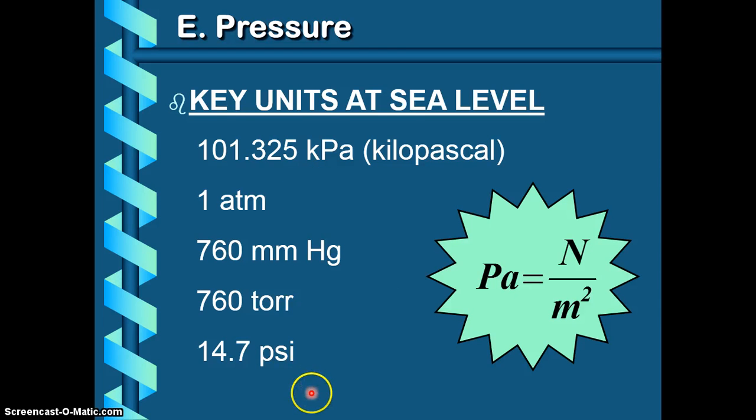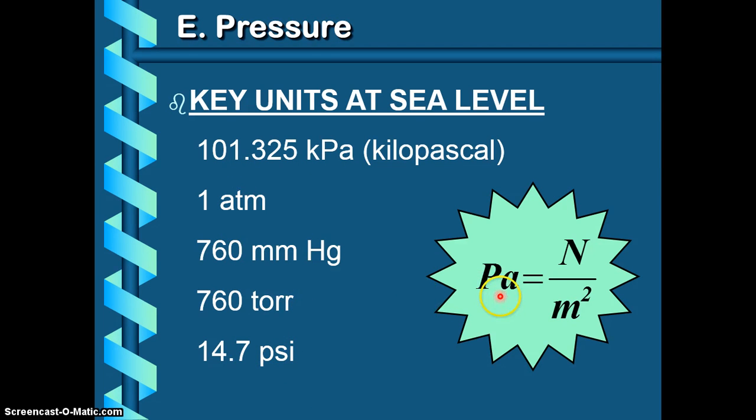These are equivalent to each other. So I can say 101.325 kilopascals, or kPa, is the same thing as 760 millimeters of mercury. I can say 1 atmosphere is the same thing as 14.7 psi, which is pounds per square inch, an English unit that we use when we measure the pressure of the air in our tires. So all of these are equivalent to each other.